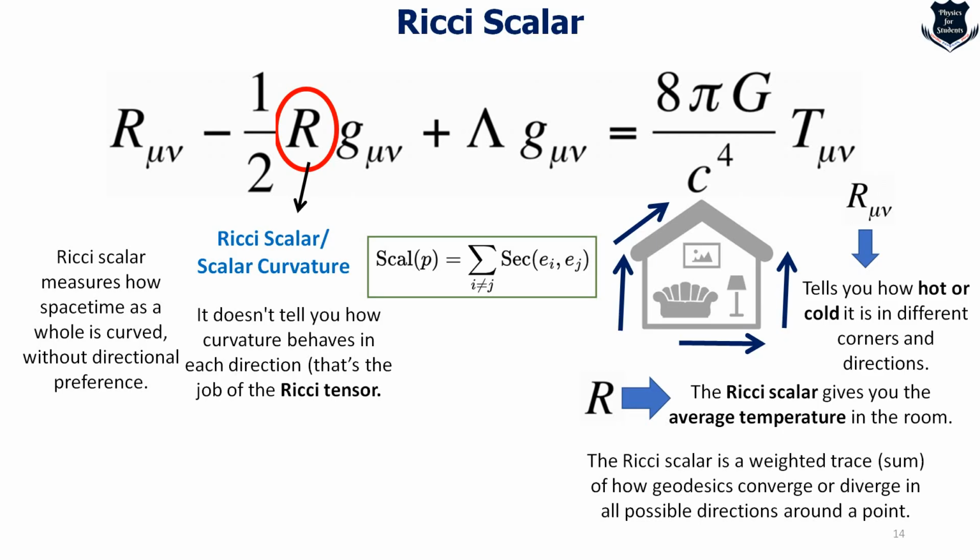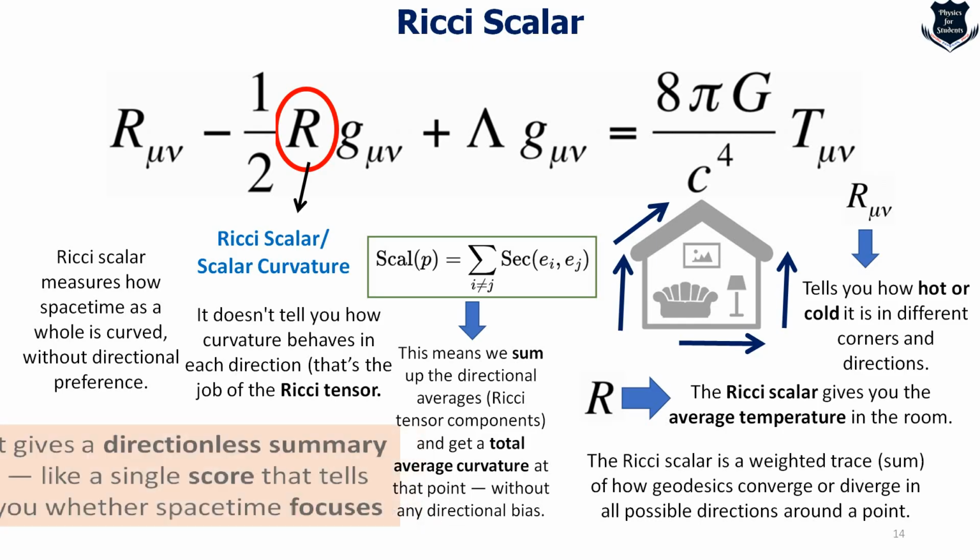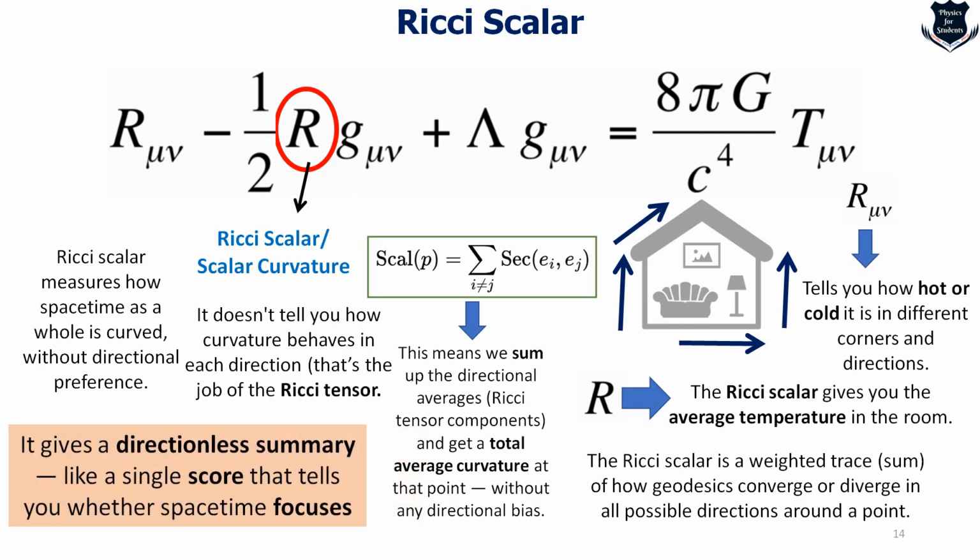So you see the scalar curvature R is basically a summation of the sectional curvature of the base components of the vectors e_i and e_j. I'm not going into sectional curvature right at this moment, but what I'm trying to tell is that this means we sum up the directional averages and get a total average curvature, and there is no direction, and this makes things easier. So the first one gives direction, the second one does not, and it gives a directionless summary.